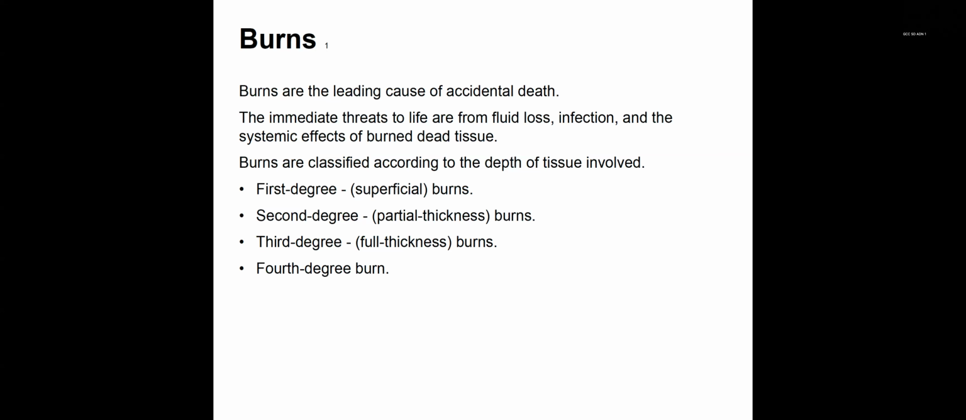Infection: the open wounds left by the burn are highly susceptible to bacterial infections. And then systemic effects of dead tissue: burned tissue, for example, can release toxins into the bloodstream, potentially leading to organ failure or sepsis. Burns are classified by the depth of tissue damage involved. For example, you have first degree, second degree, third degree, and fourth degree.